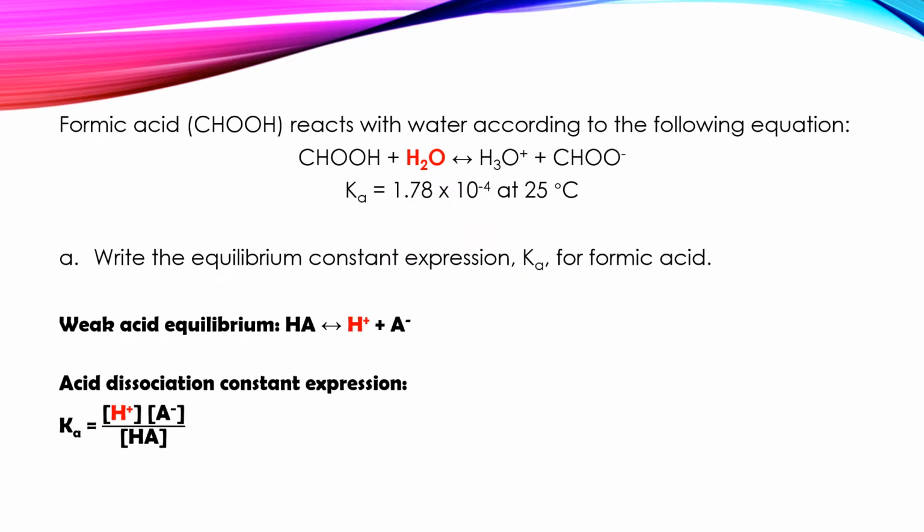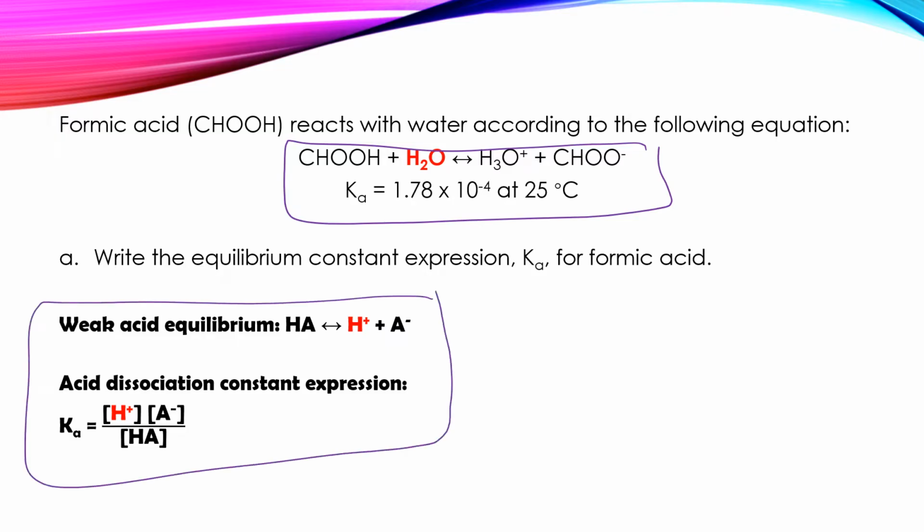The first thing I'm going to do is write the equilibrium constant expression for Ka for this weak acid, formic acid. Now, I was given the chemical equation in the problem, but I was also given this information on my equation sheet, where it tells me the weak acid equilibrium: HA goes to H plus and A minus, and it also gives me the acid dissociation constant expression. So what I need to do is translate this equation into this.